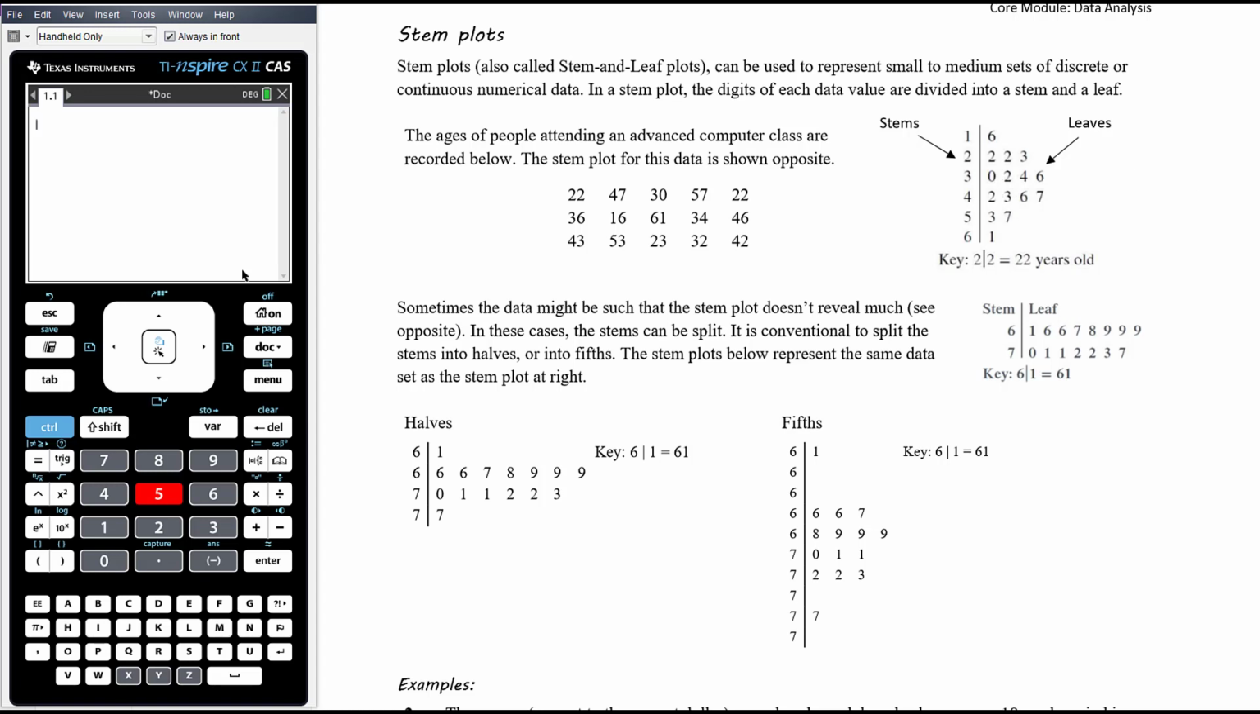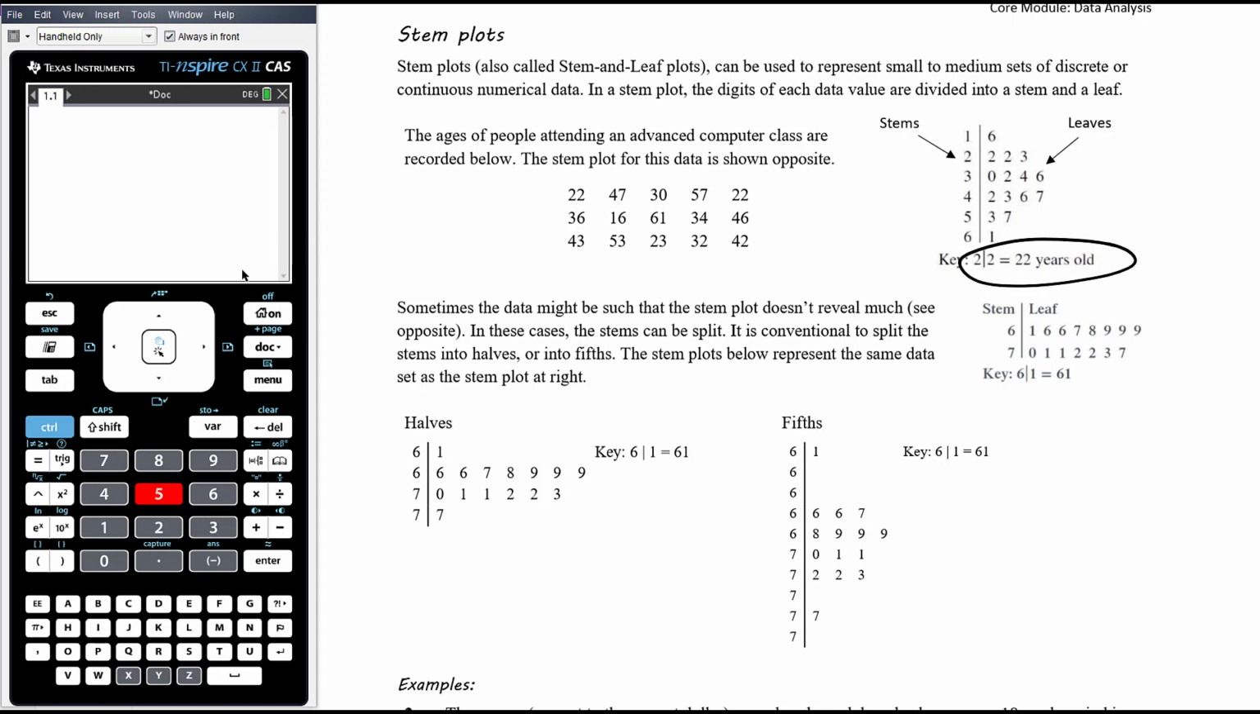You certainly wouldn't draw in these lines, but you really want to think about it: the first leaf in each stem should all line up. The second leaf should all line up. The third leaf should all line up. The fourth leaf should all line up. It's really important.